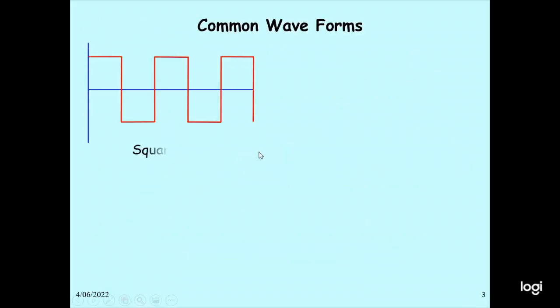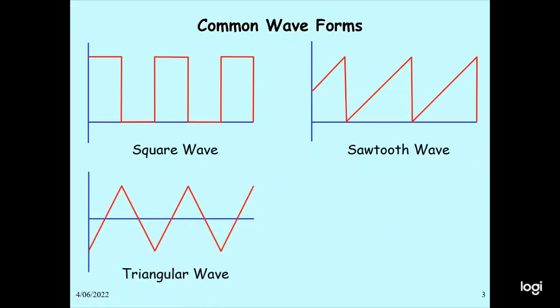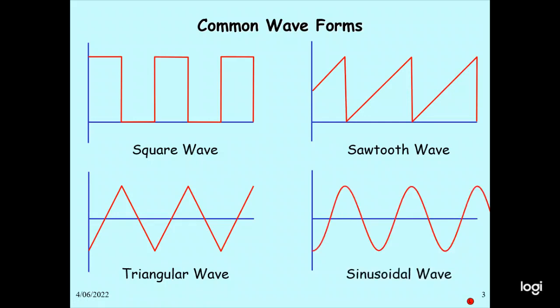So this is the common waveform diagram. This is for the square wave. This is for the sawtooth wave. This is a triangular wave. This is a sinusoidal wave.